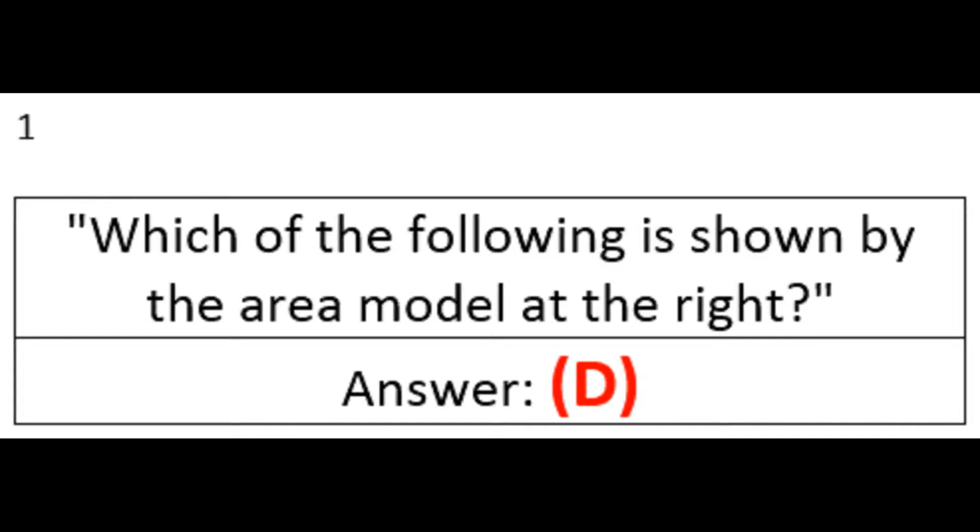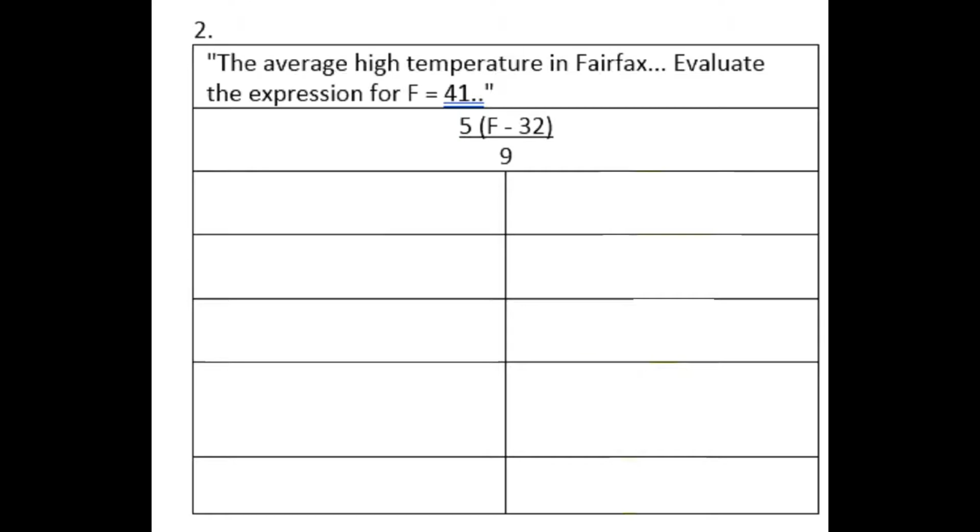This one says evaluate the expression for F equals 41. This is an equation that you all should have seen in science class. All we're doing is converting Fahrenheit temperatures to Celsius temperatures. Alright, so the first thing we do is substitute the F with 41. So it's 5 times the quantity, 41 minus 32, divided by 9.